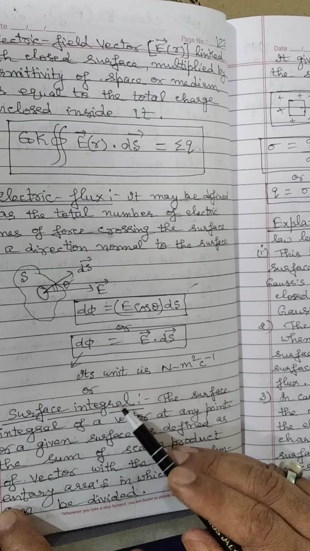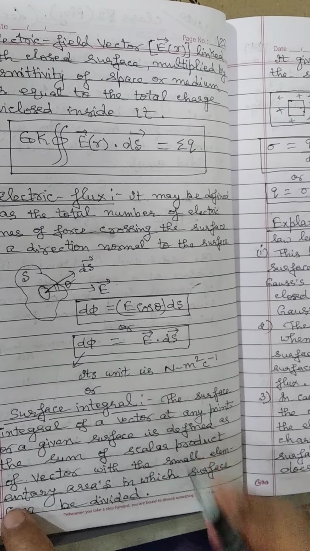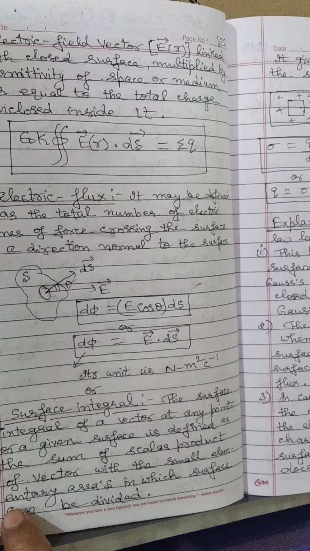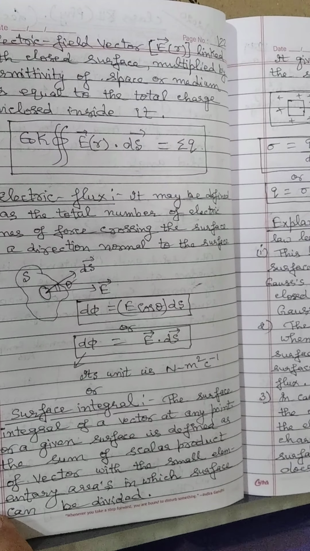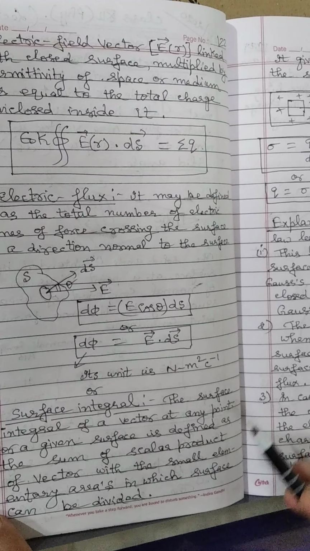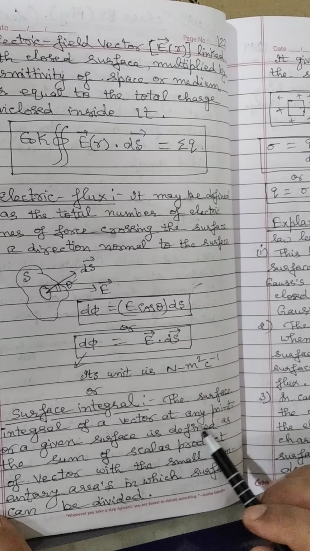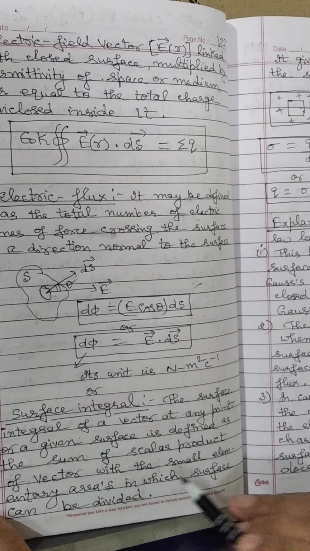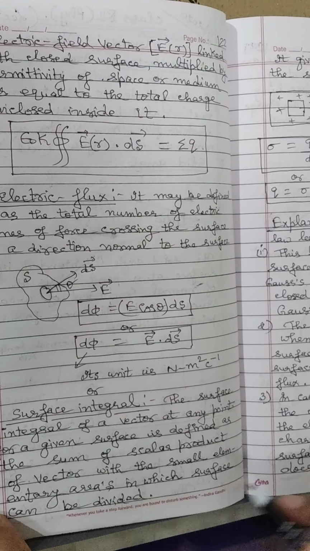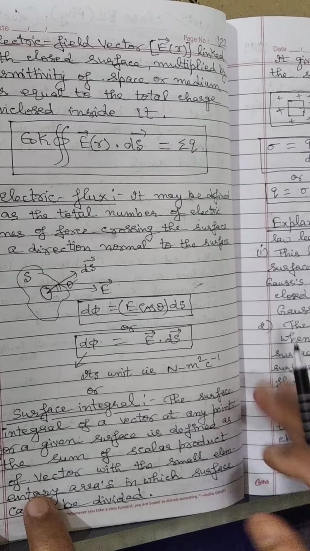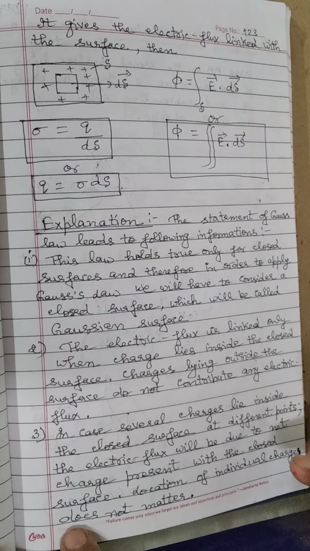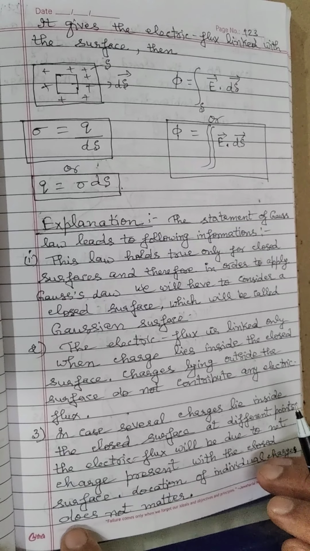Or, in another way, we want to find the surface integral when we are considering the surface charge density and the charge is distributed on a surface. The surface integral of a vector at any point for a given surface is defined as the sum of the scalar products of the vector with the small elementary areas into which the surface can be divided. This gives the electric flux linked with the surface.